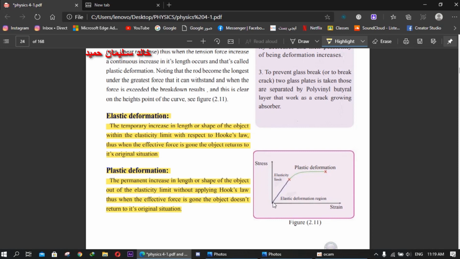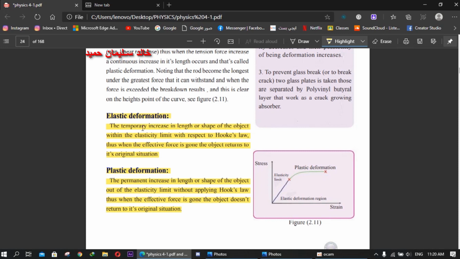The elastic deformation lies in this region. It is within the limit of elasticity. It is temporary, and we can apply Hooke's law in this region. Plastic deformation is in this region, and it is permanent, and we cannot apply Hooke's law in this region because the plastic deformation is permanent.